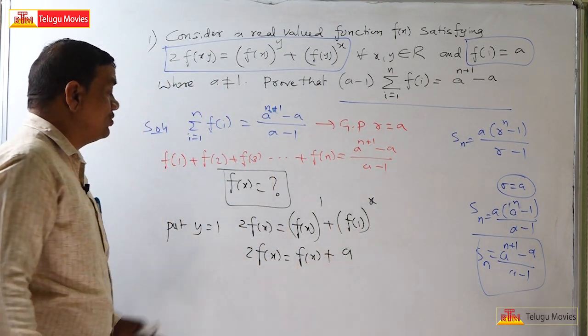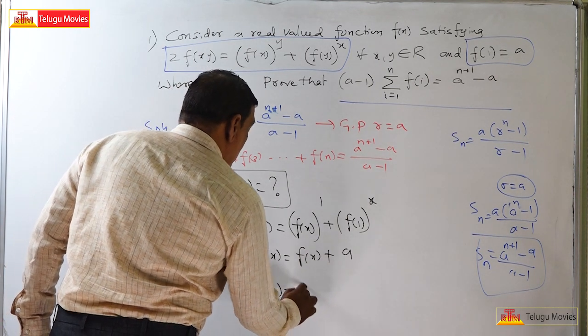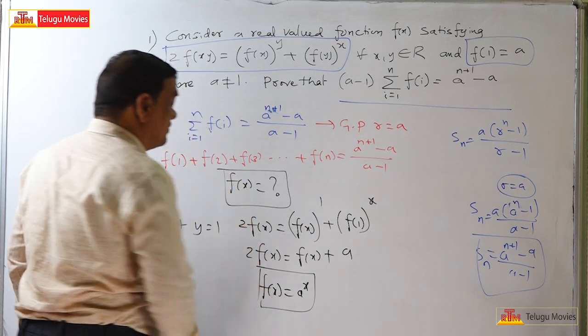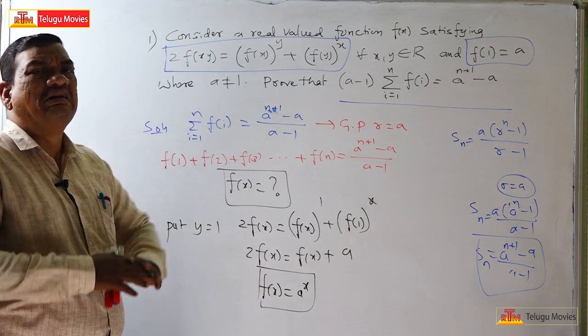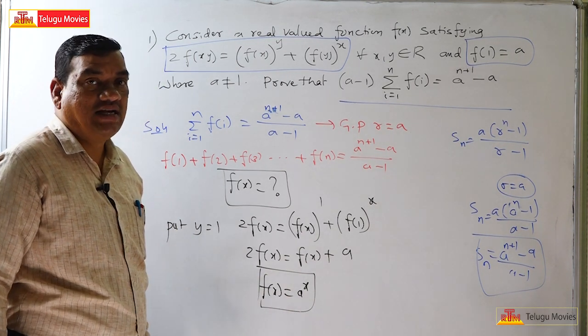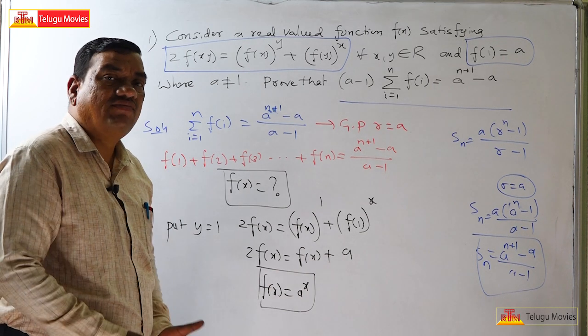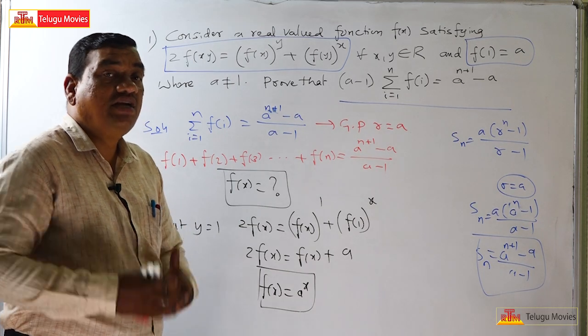Bring this f of x to the right hand side. So f of x is equal to a power x. So our function is f of x is equal to a power x. If it were given directly that f of x is equal to a power x, then nothing is there, and that could not be a JEE Mains problem.